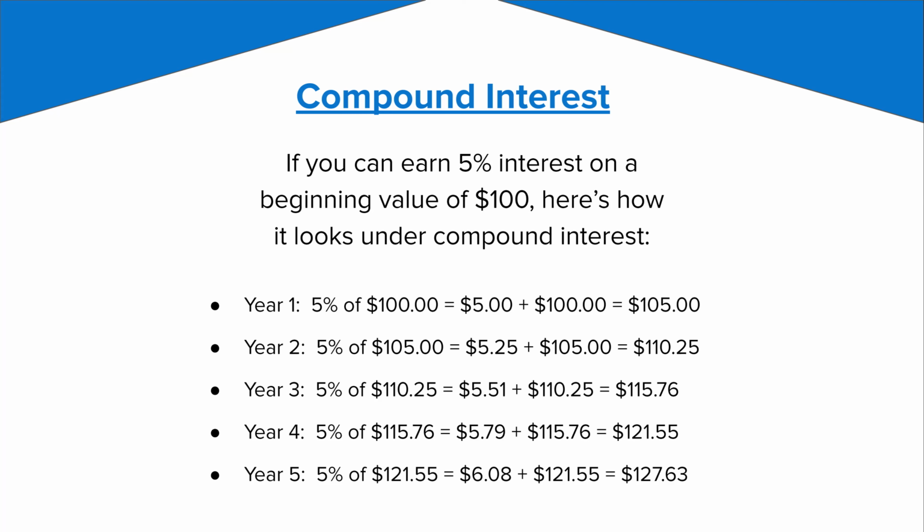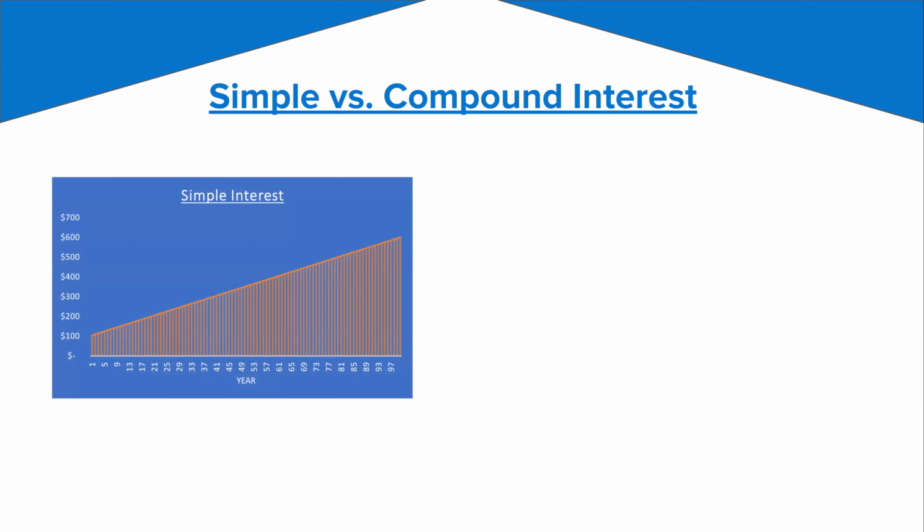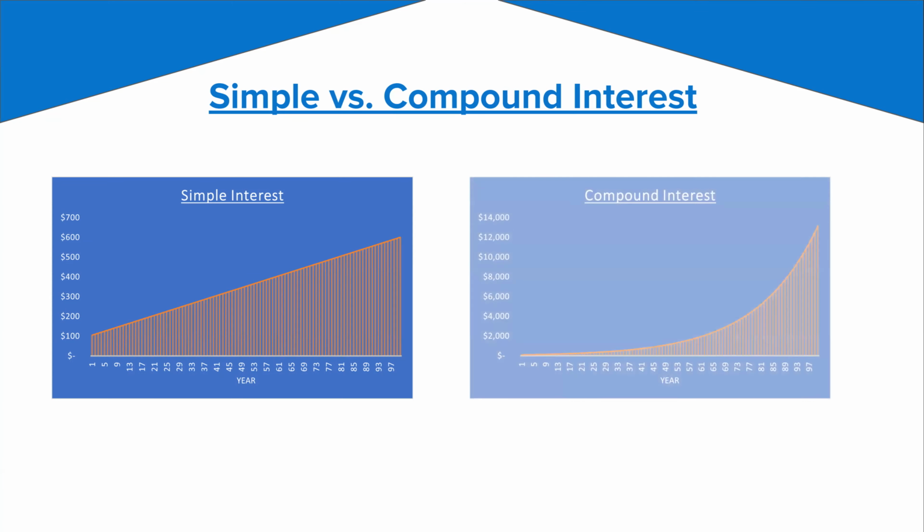So for year two, we take 5% of 105, and then we receive a $5.25 payment, and we add it back to the previous year's grand total of 105, resulting in $110.25 for the total for year two. To help illustrate the point, let's graph it out. Under simple interest, there is a linear trend over time, but for compound interest, there's a sweeping curve over time.